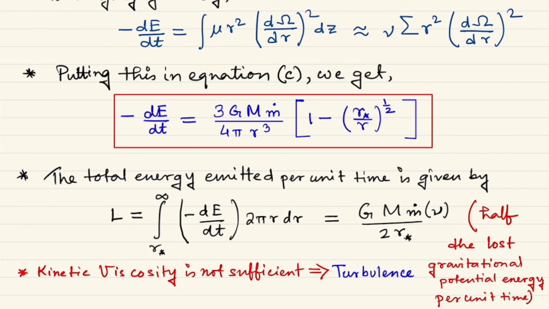Now the total energy emitted by viscosity is given by this L, and that is just integrated from R_star to infinity. R_star is the surface of the small compact star on which finally all the mass is getting accreted. Integration of minus dE/dt times 2πr dr, and finally if you calculate you will find a fantastic result, which is GMṁ by 2R_star. ṁ is a function of ν, so L is a function of ν again.